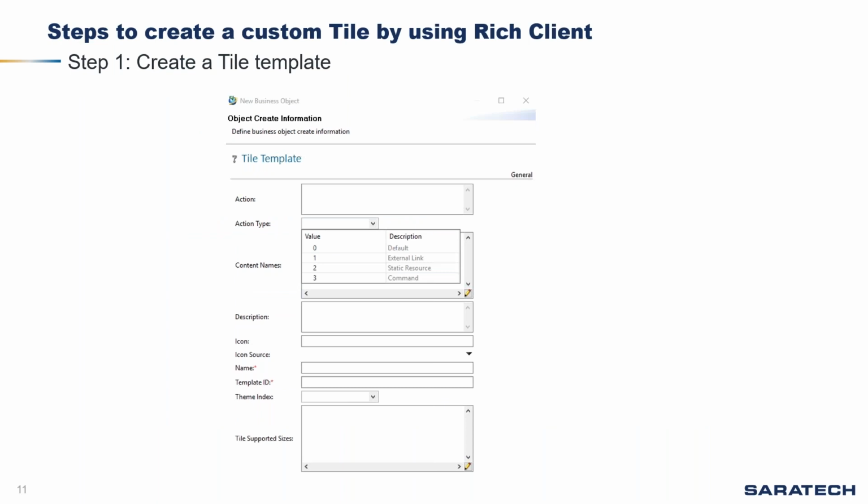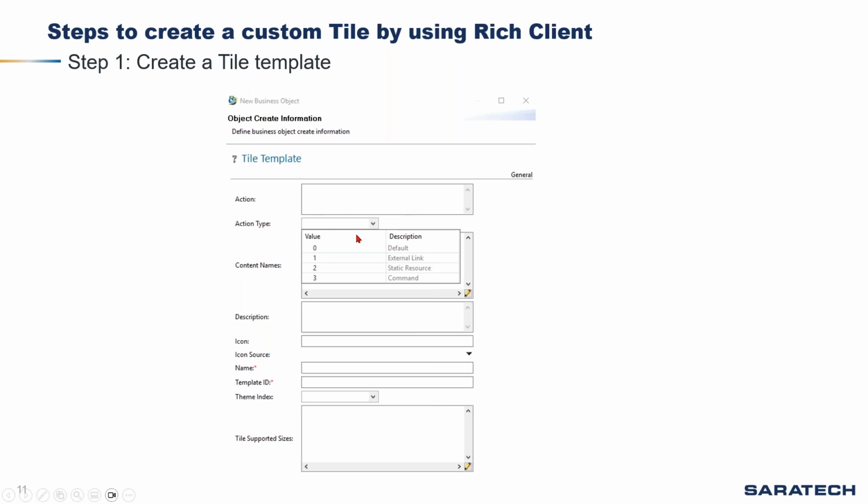Now let's discuss the steps on how to create a custom tile. First of all, we need to create a tile template because it will provide an action to the tile. The action here depends on the action tab that we select in this area. For example, if we select the external link, then we will need to provide an external link or the URL into this action area right here.